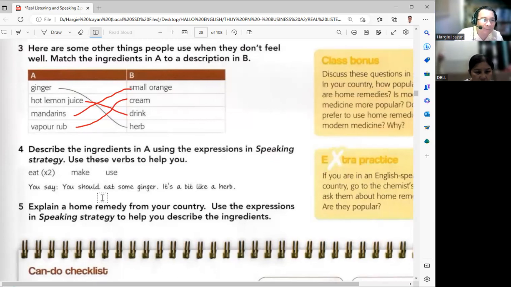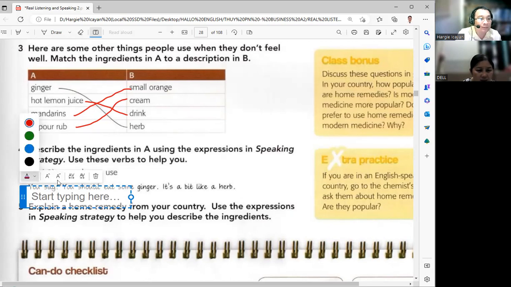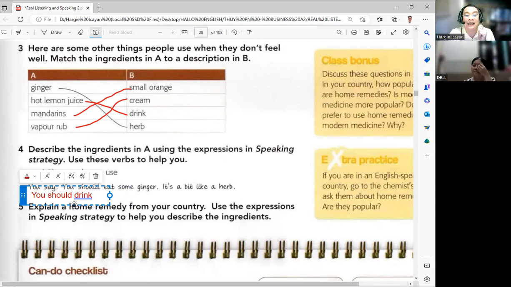So what do you think would be that one? When we say ginger, it's a herb, so you have to say you should eat some ginger, it's a bit like a herb. What about when you say lemon juice? You should drink hot lemon juice. Because we do not eat lemon juice, it's a juice, so therefore we have to drink.